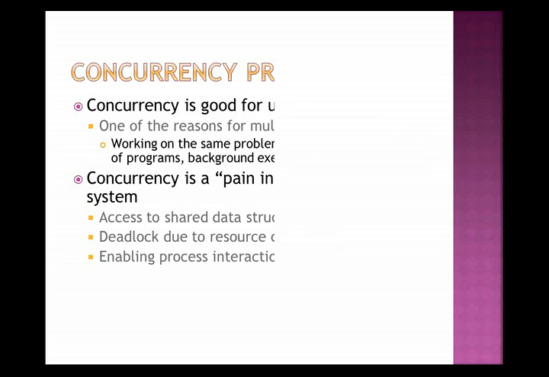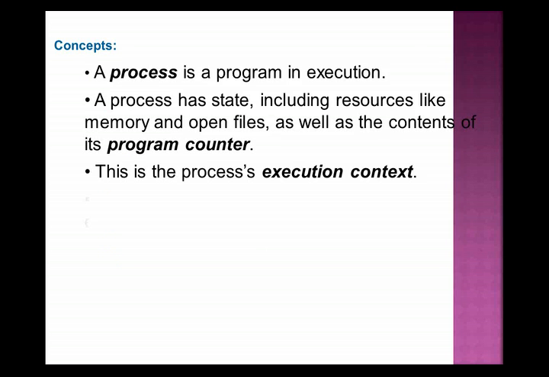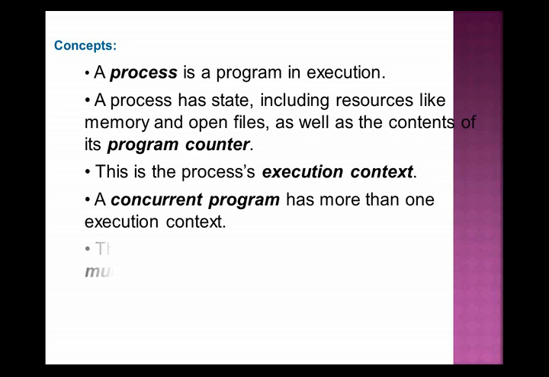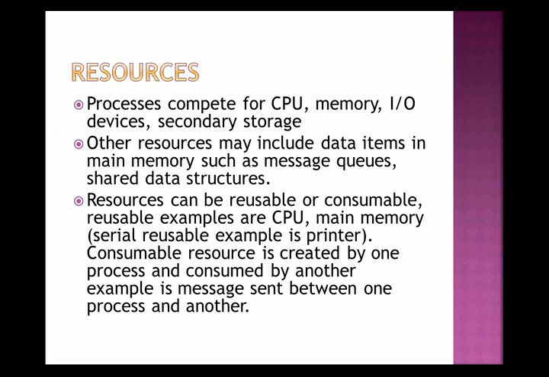Then we discussed the disadvantage. What is the disadvantage? It is a pain in the neck. Why? Because we have to access shared data structures, deal with deadlock, and enable process interaction. Then we also discussed different concepts: process, program counter, process context, execution context, concurrent program, multi-threaded program, parallel program. We discussed the definitions of all these things, that is what a process is, what a program counter is, what the execution context is, what concurrent programming is, and what a multi-threaded program is.